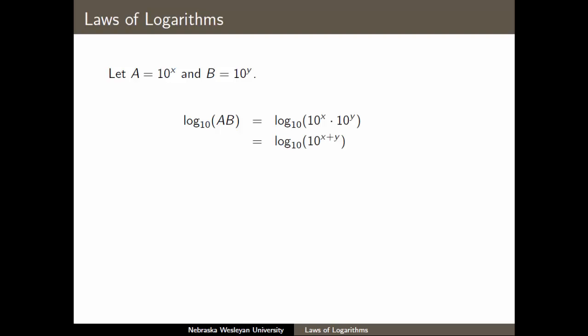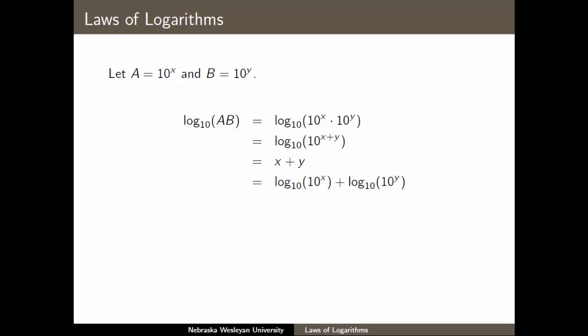Totally disregarding the logarithm for a moment, multiplying together two numbers that have the same base is the same as adding their exponents together. So I've taken 10 to the x times 10 to the y and combined those to 10 to the x plus y. But now I have the log base 10 of 10 to a certain power. And we've already seen that log base 10 and 10 to a power cancel each other out. So I'm left with only the exponent x plus y.